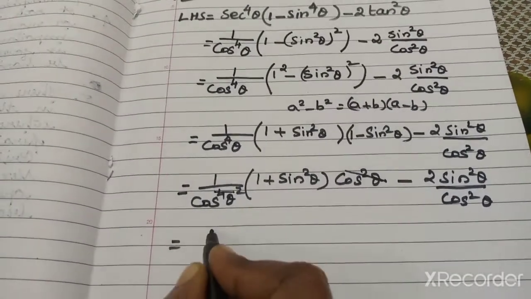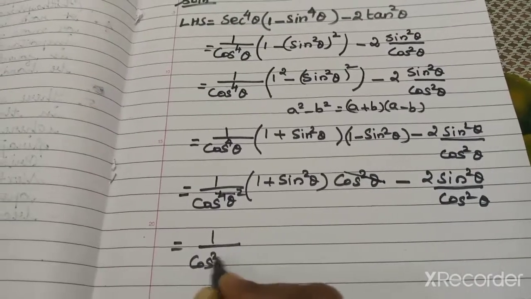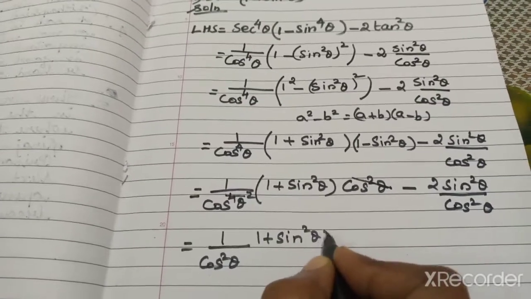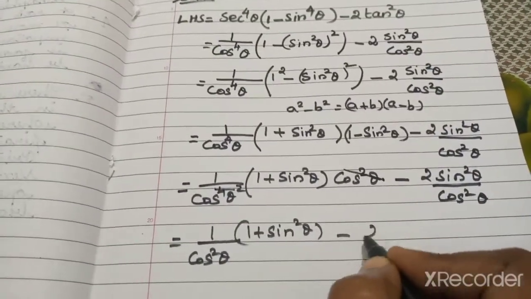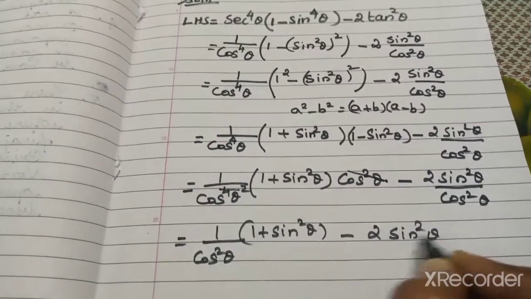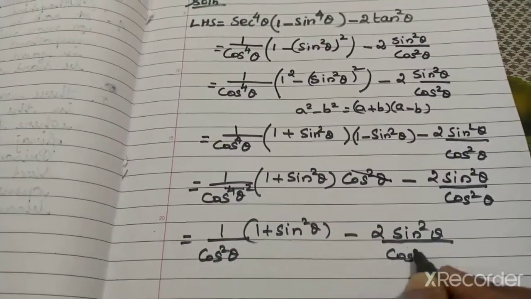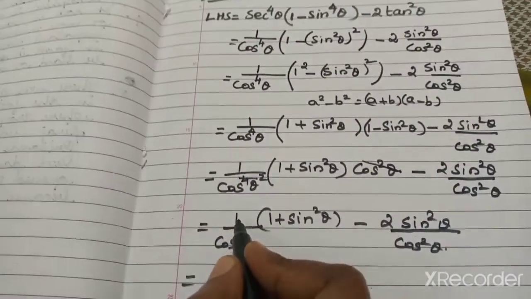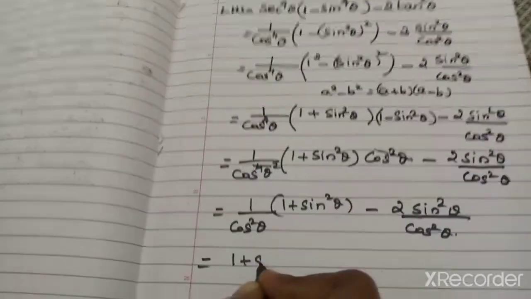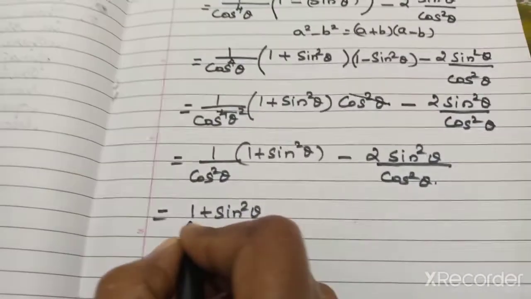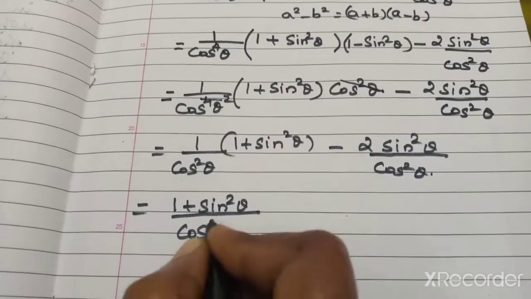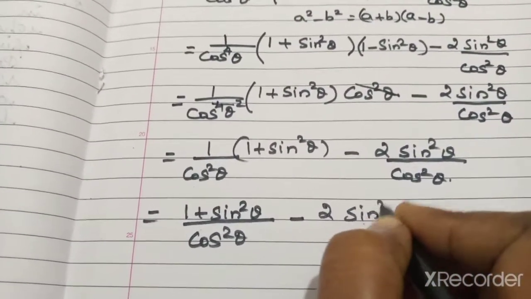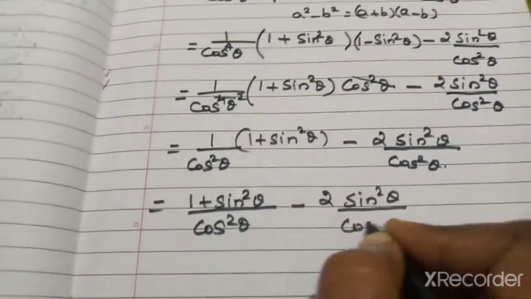So which can be written 1 by cos square theta, here 1 plus sine square theta minus 2 sine square theta by cos square theta. Okay, which is equal to, now numerator can be multiplied, 1 into 1 plus sine square theta is 1 plus sine square theta by cos square theta, minus, then this term 2 sine square theta by cos square theta.